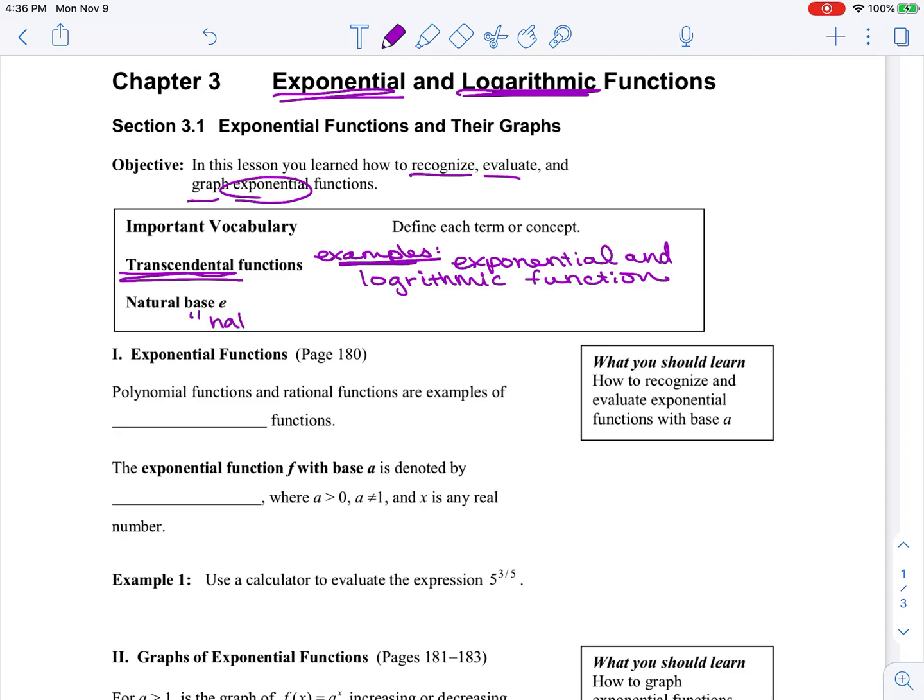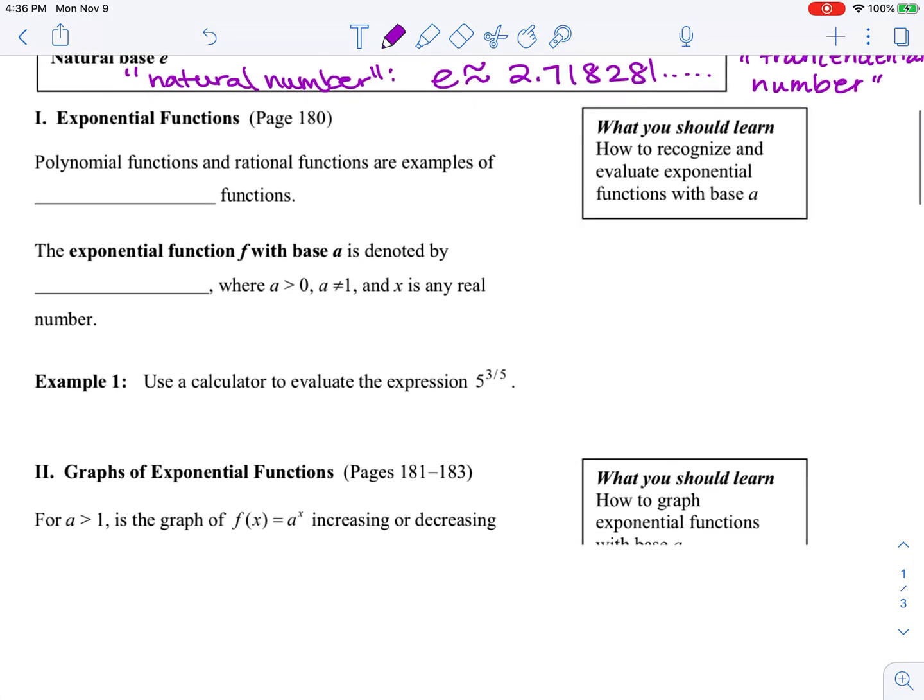And then the natural base e is called the natural number. You've probably seen this before. e is an irrational number. It goes on forever. This is also called a transcendental number. And you'll see that it's closely related to both of these concepts, exponential and logarithmic. The natural number e is approximately 2.718281, and it goes on forever. Again, we call this a transcendental number, because it can't be written in finite terms.